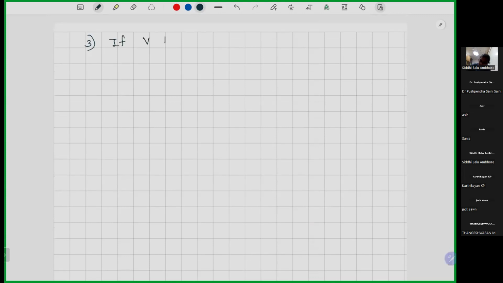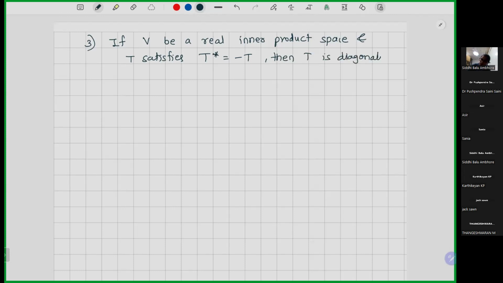So now again we are back to V being a real inner product space. And T satisfies T star is equal to minus T. Then can we conclude that T is diagonalizable? T star is minus of T. Now can we conclude that T is diagonalizable?